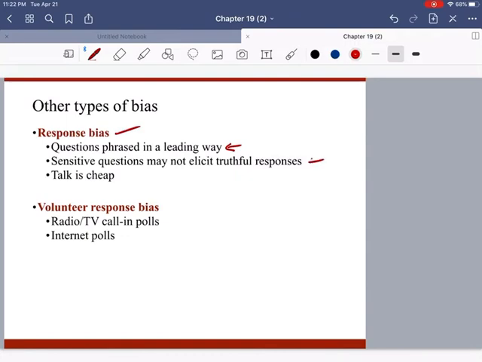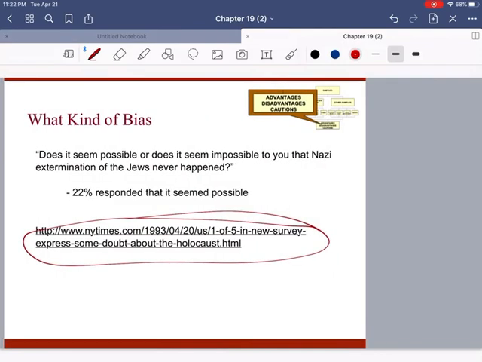Another example, if I were to ask all teenagers if they'd smoked or not, some are going to be truthful, some are going to lie about it. And talk is cheap. People talk a good game, but they don't always live up to it. Volunteer response bias: if you're asking people to call in and tell you their opinion, you're only going to get a small population and a very opinionated population if you do something like that.